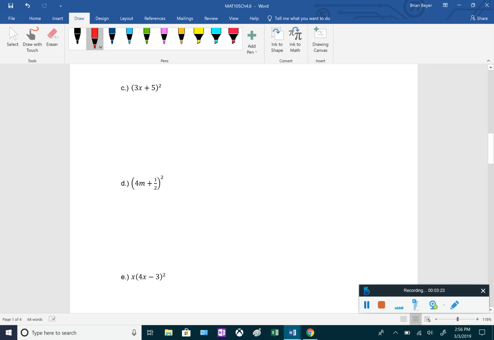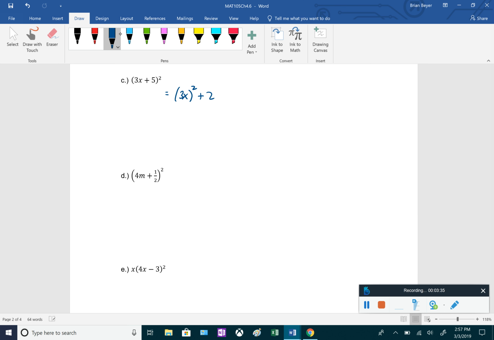Okay, let's do a couple more. So 3x plus 5 squared. I'm going to use the shortcut again. The first one squared plus 2 times the terms multiplied together plus the last one squared. So this is going to be 9x squared plus 2 times 5 times 3 is 30, so 30x, plus 5 squared, which is 25. So you can see why, if you know the shortcut, this is a lot quicker.